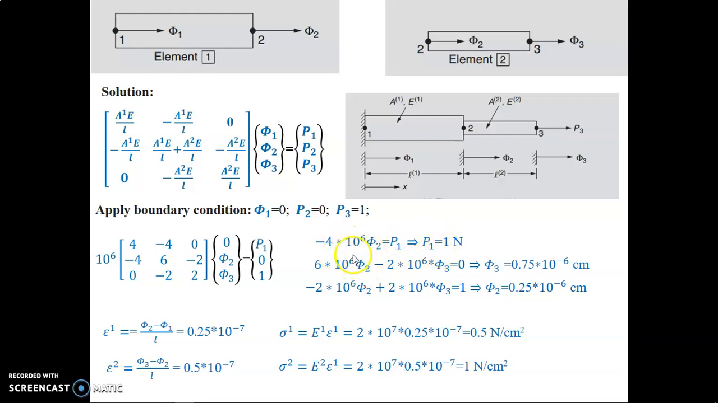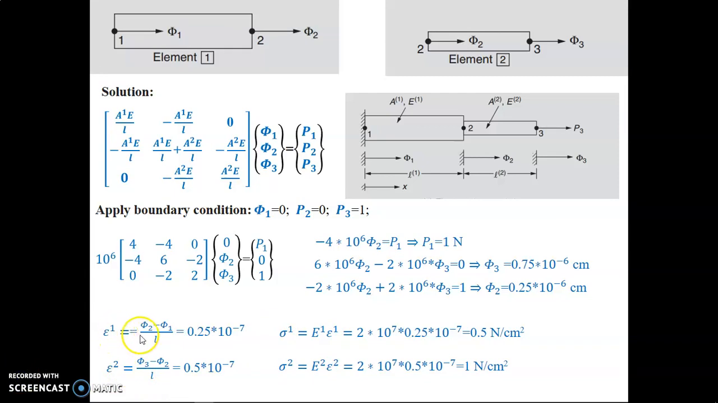Now we will perform the matrix multiplication, and we will be getting three algebraic equations. The simultaneous solution of these algebraic equations will provide us that phi3 will be equal to 0.75 into 10 raised to the power 6 centimeter, and phi2, that is the displacement at the second node, will be 0.25 into 10 raised to the power 6. Now we will be calculating the strain for element 1 and for element 2.